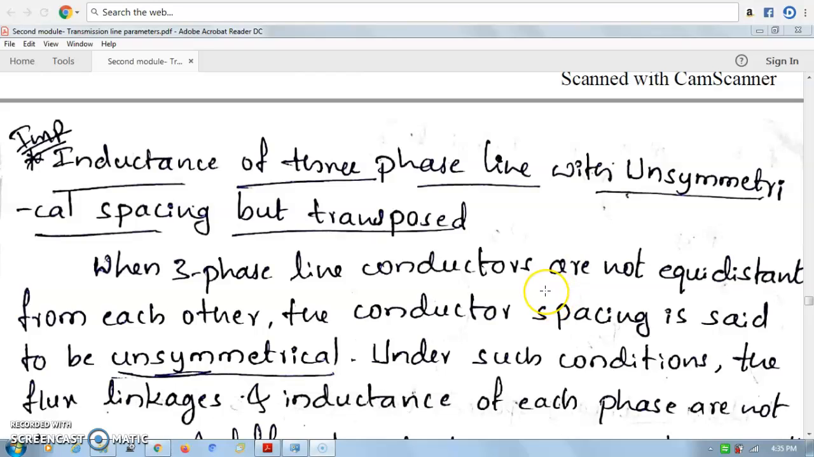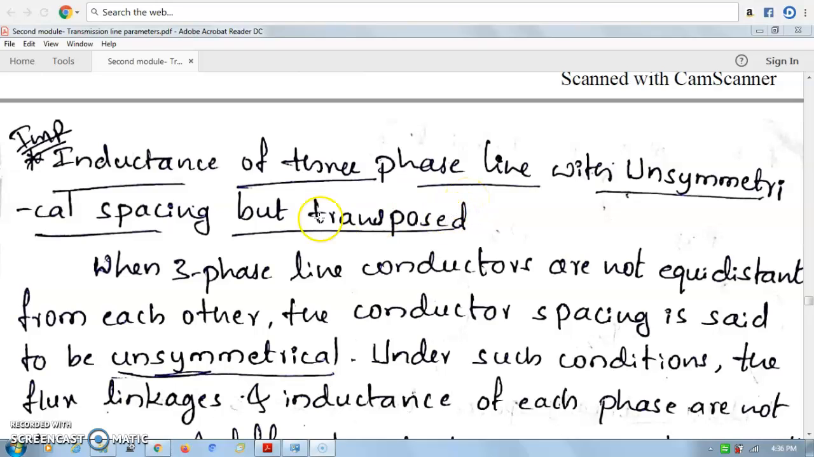Hi everyone, let's have a discussion on inductance of three-phase line with unsymmetrical spacing but transposed. Okay, unsymmetrical spacing, we have to transpose the lines. We have to see this topic. Previously, we have discussed symmetrically equidistance three-phase line inductance. So this is not an enormously important topic here.